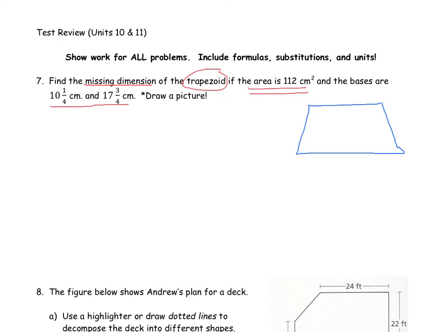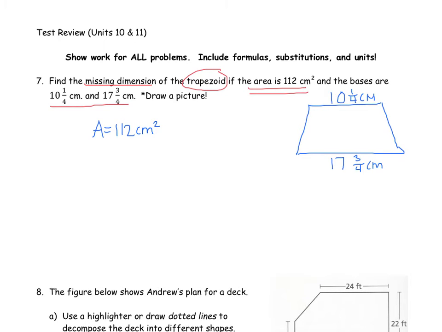Now in this question, they actually give us the area. They tell us the area is 112 centimeters squared. So I know what the entire inside area would be equal to. It also tells me base 1 is 10 1/4 and base 2 is 17 3/4 centimeters. Don't want to forget your units.